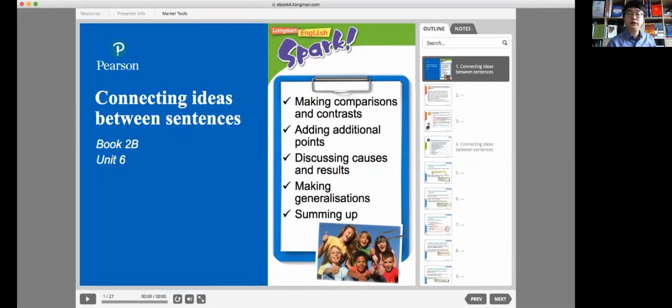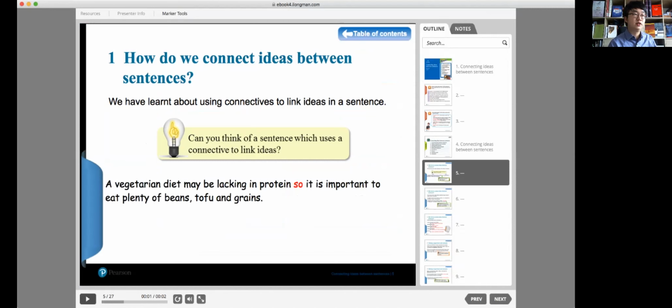Before today's lesson, I'm sure you have learned about using connectives to link ideas in a sentence. I'm sure you can name some connectives. For example, but, however, and. These are all connectives. Look at this example. Our vegetarian diet may be lacking in protein. This is the first part of this sentence. So, we have a connective here. It is important to eat plenty of beans, tofu, and grains.